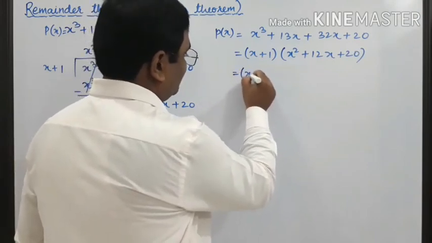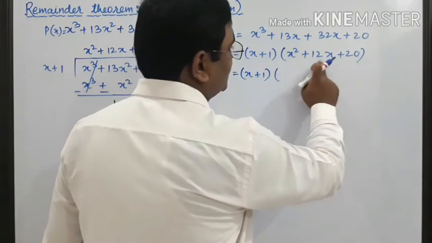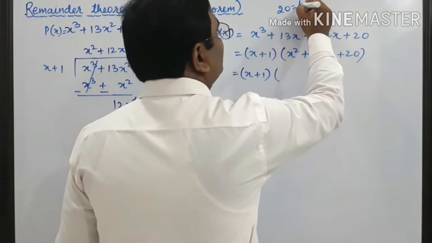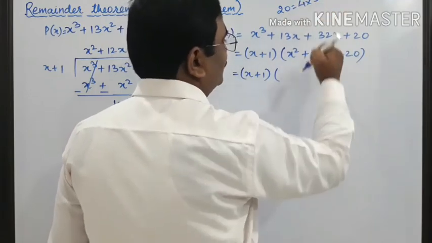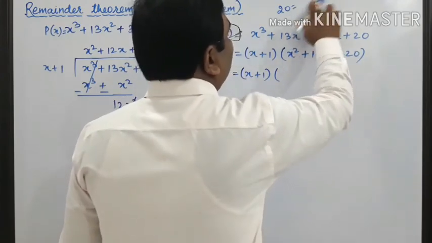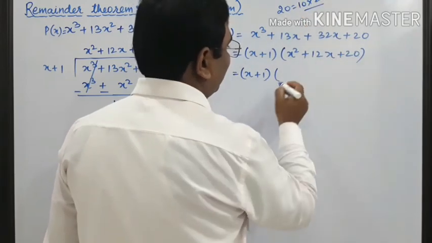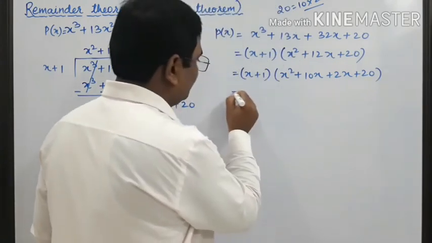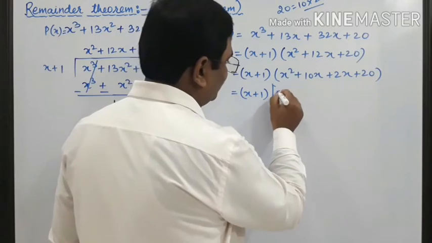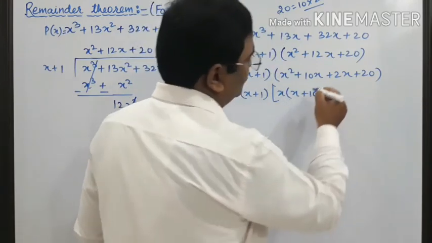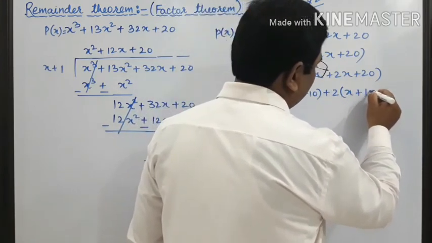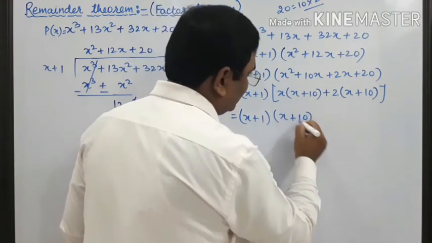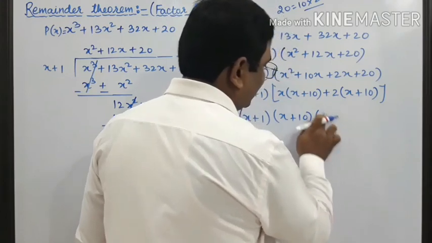Right, now x plus 1, and this can be written as, this middle term depends on this 20. See, all the factors of 20: 4 5s are 20, but 5 plus 4 is not equal to 12, so this 20 can also be written as 10 2s are 20, and 10 plus 2 is 12, so it can be written as x square plus 10x plus 2x plus 20. Now see x plus 10, and take the common from these two, x plus 2 tens are 20. So we got it, x plus 1, and the factor is x plus 10, and the next factor is x plus 2.